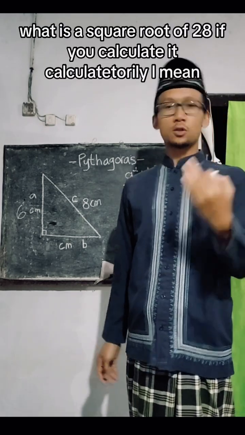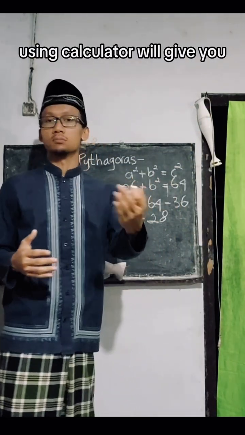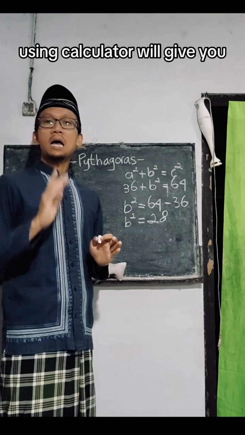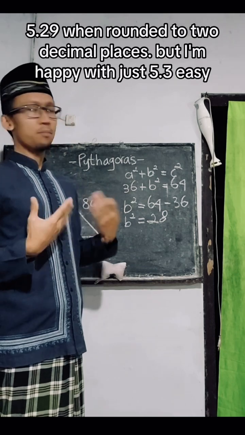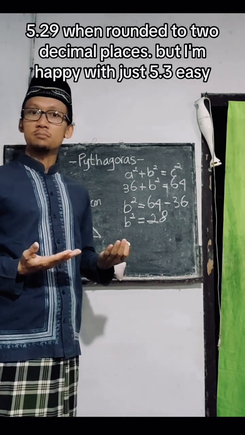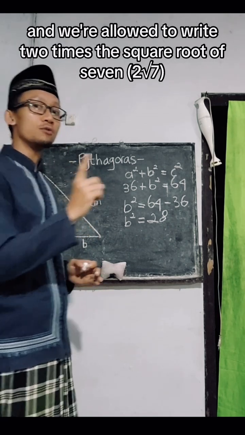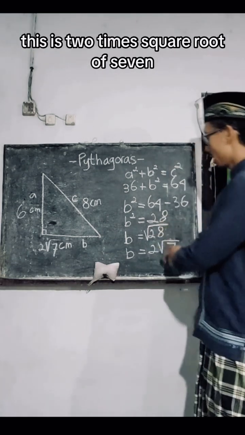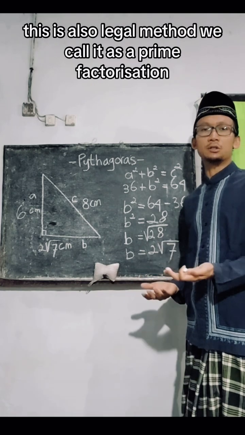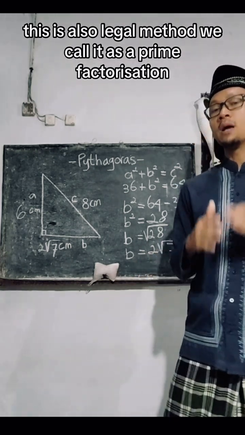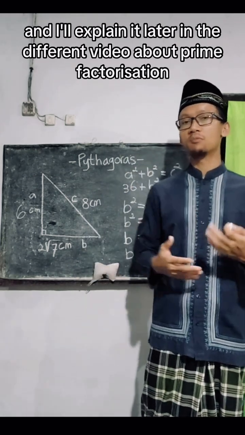What is the square root of 28? If you calculate it calculatorily, I mean using a calculator, it will give you 5.29 when rounded to two decimal places. But I'm happy with just 5.3. Easy. And we're allowed to write 2 times the square root of 7. So this is 2 times the square root of 7. This is also a legal method. We call it prime factorization. And I'll explain it later in a different video about prime factorization.